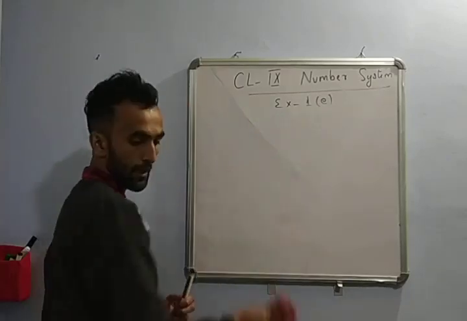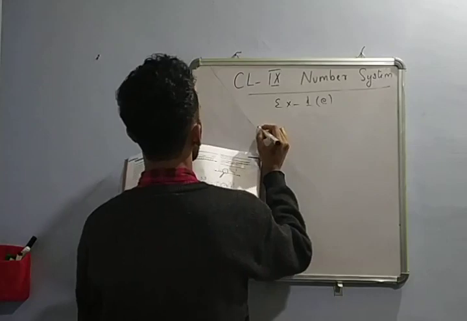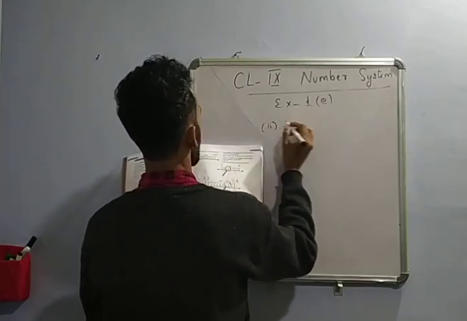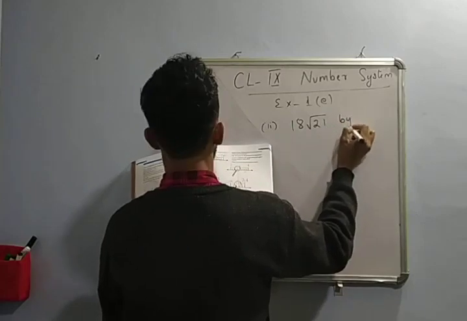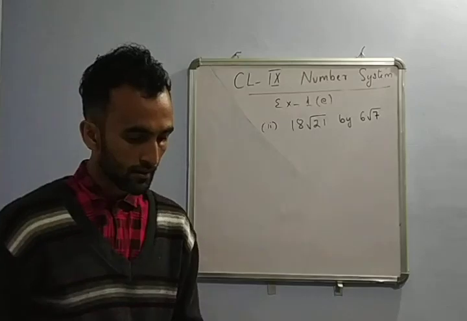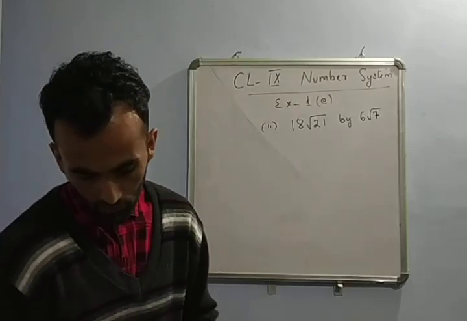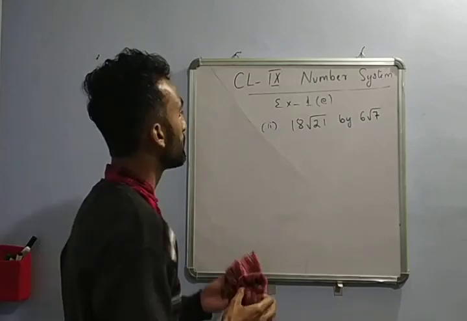Sub number 2 you try by yourself. I'm writing down the question. Sub number 2 is 18 root 21 by 6 root 7. Okay, you can just try this one and comment to me. Divide, you have to divide, remember.